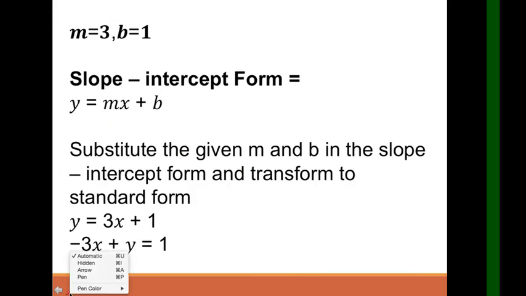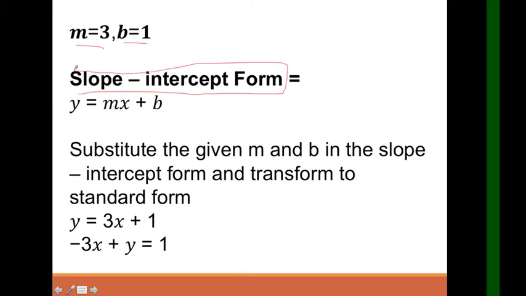So, for instance, we have m equals 3, b equals 1. So, gawin nating slope-intercept form itong given na ito. Okay. So, we have the formula or equation for the slope-intercept form, which is y equals mx plus b. So, just substitute the given m and b in this slope-intercept form and transform it into standard form. So, yung standard form, ito yung ax plus by equals c. So, yung m, papalitan natin ng 3, yung b, papalitan natin ng 1. That's why it becomes y equals 3x plus 1.